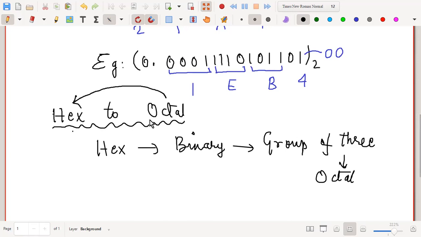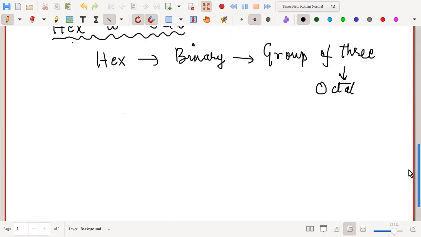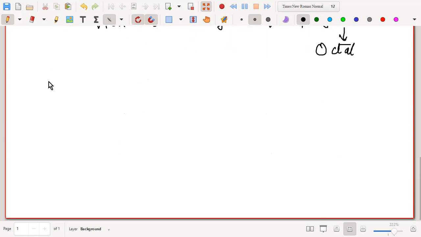Now what we will do, we'll continue our discussion and try to see binary arithmetic. In binary arithmetic, basically we'll see binary addition and binary subtraction. So we will see binary addition first.